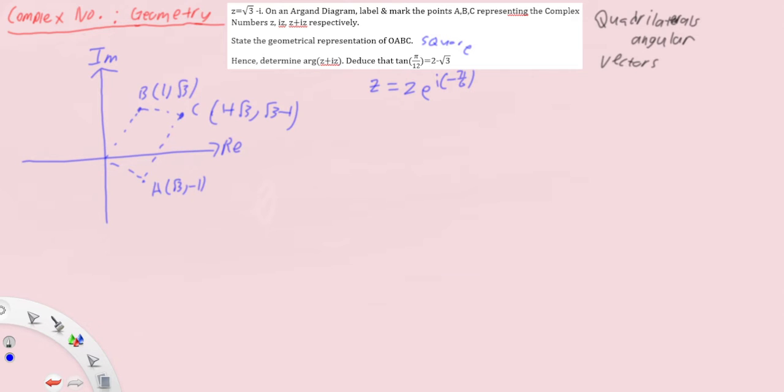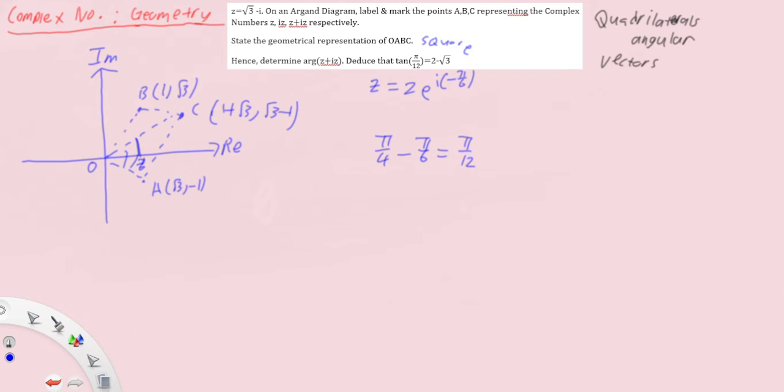Hence determine the argument of z plus iz, essentially determine the argument of OC. So you know that in a square, when we cut along the diagonal, this angle is pi over 4, 45 degrees. As such, we also know that this was pi over 6. So the top angle is simply pi over 4 minus pi over 6 equals pi over 12. This is what I meant by knowing the angular properties in quadrilaterals, particularly the diagonal of each quadrilateral. It will bisect the angle.